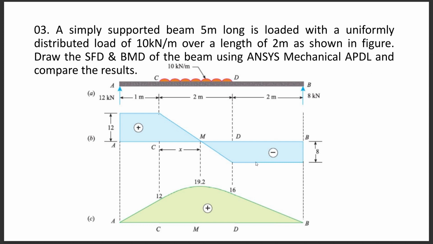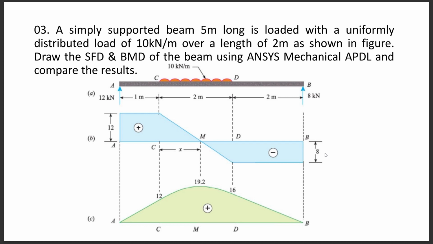The result is given that the maximum bending moment occurs at location M and it is 19.2 kN meter, and we have two different points C and D. At C it is 12 kN meter and at D it is 16 kN meter. Similarly for shear force, the maximum shear force is at location A, the starting point, it is 12 kilonewton, and the minimum shear force is at B, it is minus 8 kilonewton.